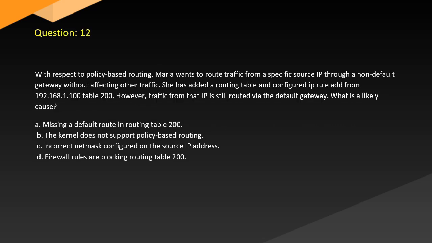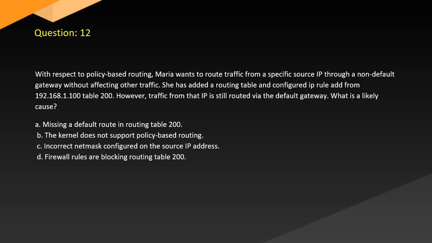Question 12. With respect to policy-based routing, Maria wants to route traffic from a specific source IP through a non-default gateway without affecting other traffic. She has added a routing table and configured an IP rule at 192.168.1.100 table 200. However, traffic from the IP is still routed via the default gateway. What is a likely cause?